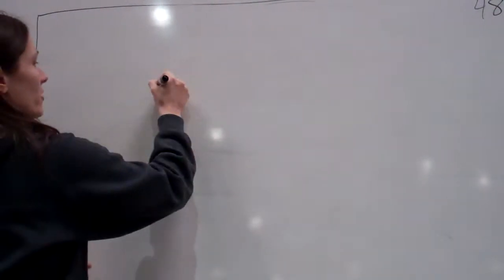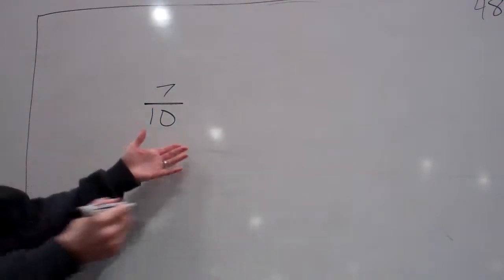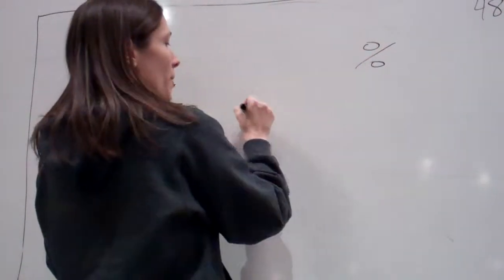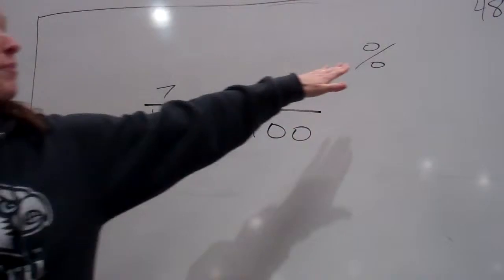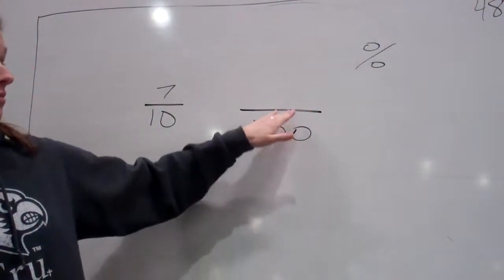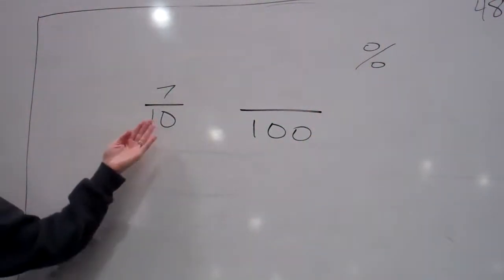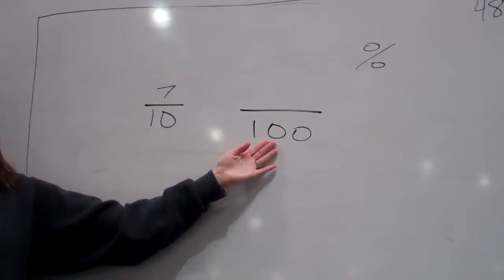48 is, we're going to learn how to take this and make it into a percent. Okay, now first of all, what's the easiest form to make into a percent? What's the easiest fraction form? Over 100, okay? Because remember, percent means per 100, right? Everybody remember that percent means per 100? Okay, how do I get my 10 to 100?